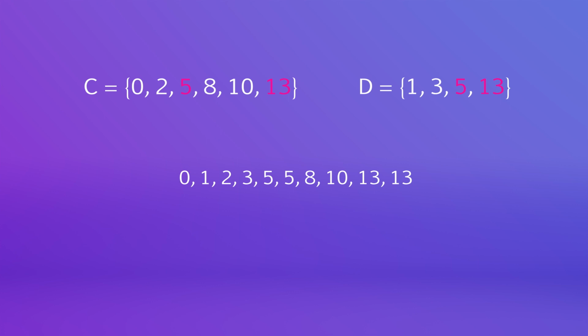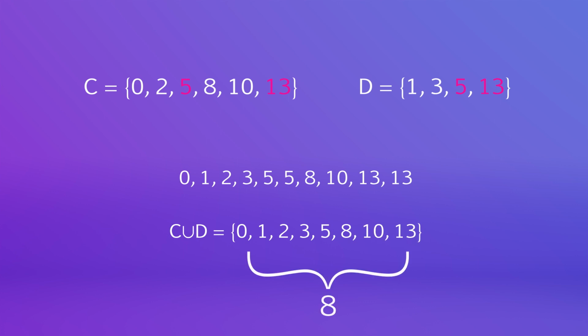The union of C and D therefore looks like this. C union D is 0, 1, 2, 3, 5, 8, 10, 13. There are 8 elements altogether.